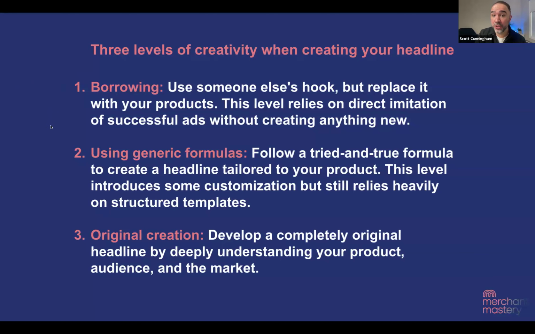If we look at level two creativity, this is when we're using generic formulas. So we're following tried, tested, and true formulas that are creating headlines tailored to your product. So at this level of creativity, we're still relying heavily on templates, but there is a little bit more customization than borrowing. Borrowing, we're just swapping out the product. With generic formulas, we've got to do some writing within a framework. Okay. And then the level of creativity that I want us all to get to is original creation.